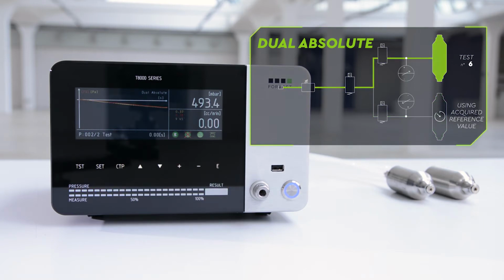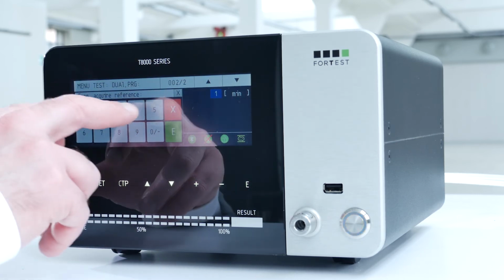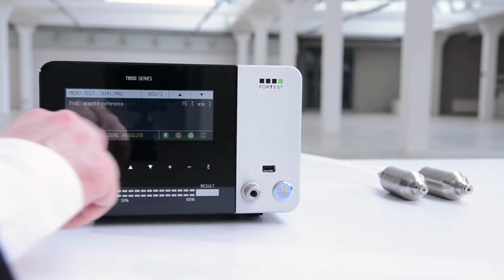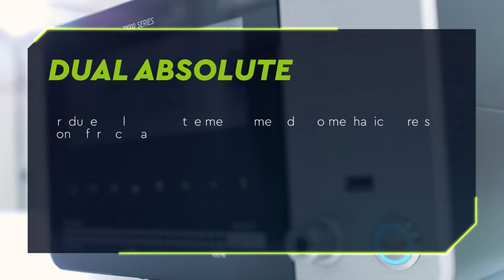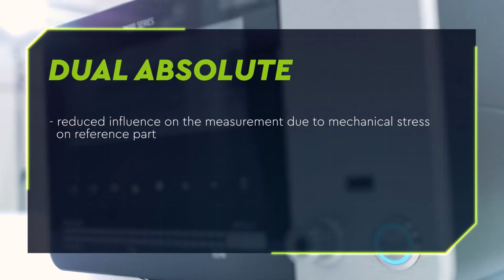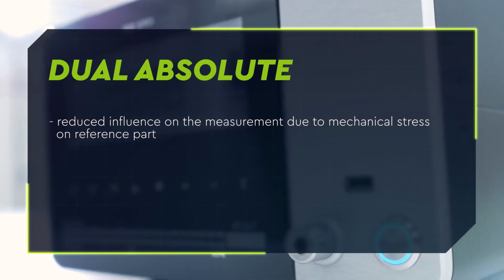This measurement of the differential pressure drop trend on the reference part is stored in the memory inside the instrument so that this trend can be used to make a difference with subsequent test parts. This allows complete or almost complete reduction of mechanical stress on the reference part as it is filled and emptied at intervals and not continuously.